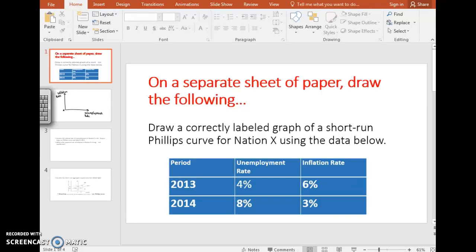All right, hey guys, hopefully you had a good chance to practice this question. I just want to go over it with you really quickly. So here was your data and your unemployment and inflation over 2 years.